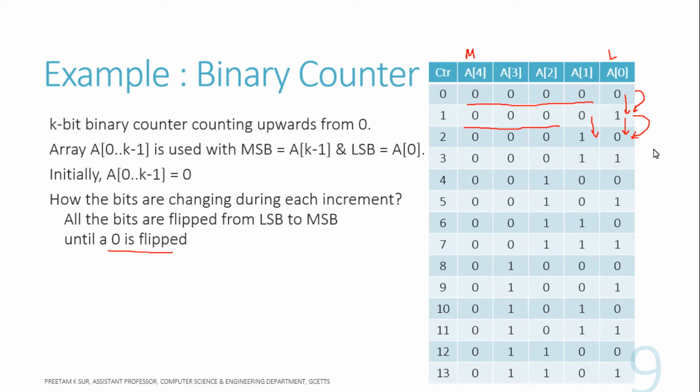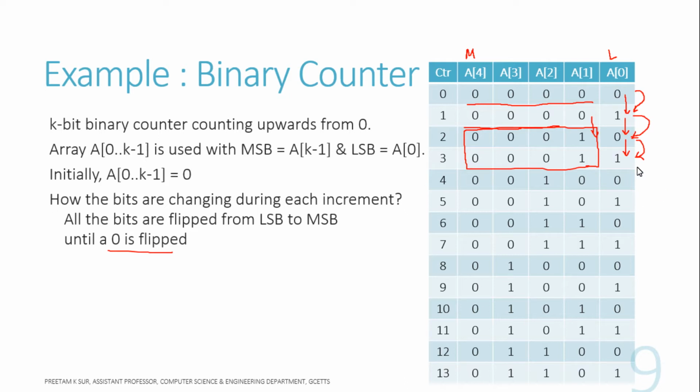Now if you do another increment call on it, what will happen? It will first flip the first bit. Here the first bit is 0, so that first bit will be flipped to 1. Since a 0 is flipped, no other bits will be flipped. So you can see that all the other 4 bits remain unchanged.